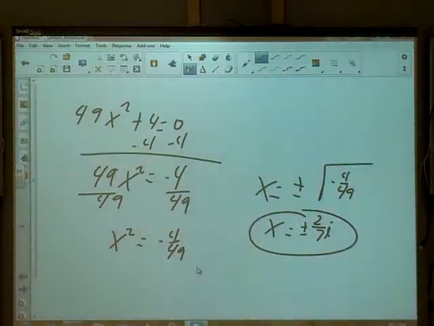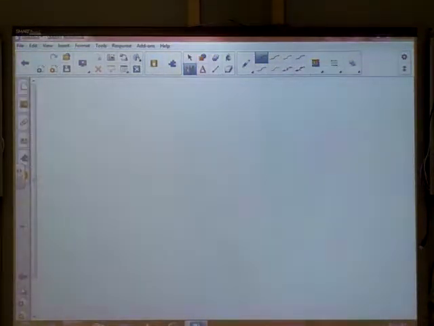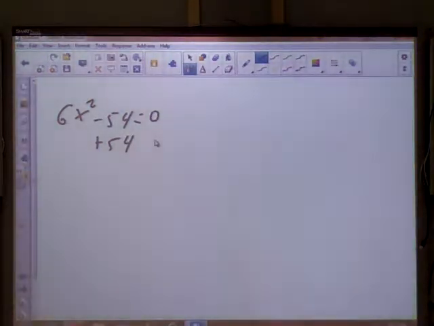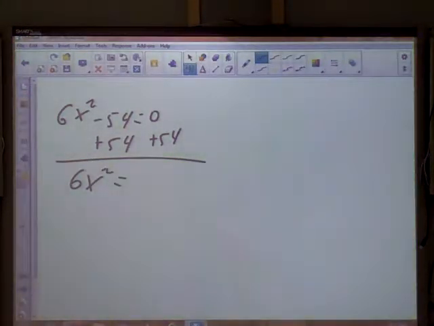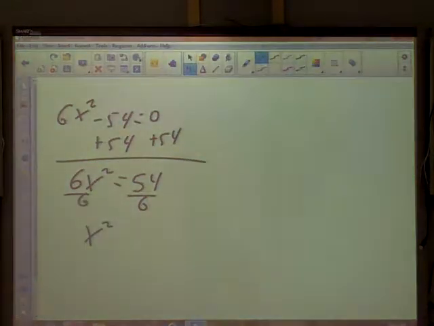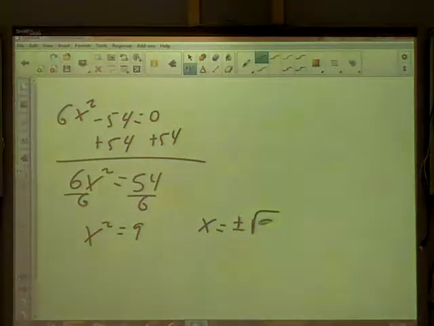All right, I'm going to do number 6, the same method. I've got 6x squared minus 54 equals 0, so I don't have a B. That's my cue that I can just solve it algebraically. 54 is being subtracted, so I'm adding it to both sides. This one works out a lot easier. No i's or anything. 6x squared is positive 54, divided by 6. I like that because 54 divided by 6 is 9, which is a perfect square. So when I undo that squared, positive or negative square root of 9 is positive or negative 3.